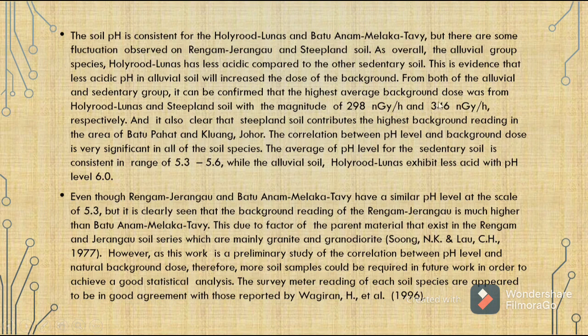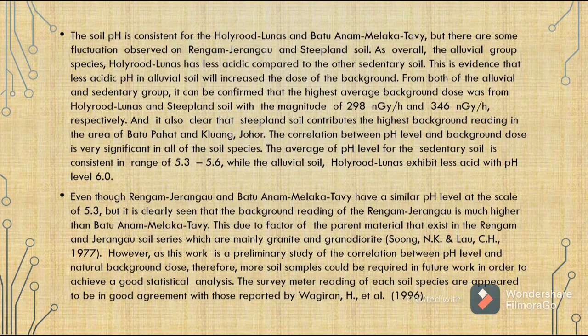298 and 346 respectively. And it is also clear that steepland soil contributes the highest background reading in the area of Batu Pahat and Kluang, Johor. The correlation between pH level and background dose is very significant in all of the soil species. The average pH level for the sedentary soil is consistent in the range of 5.3 to 5.6, while the alluvial soil, Holyrood-Lunas, exhibits less acidity with a pH level of 6.0.